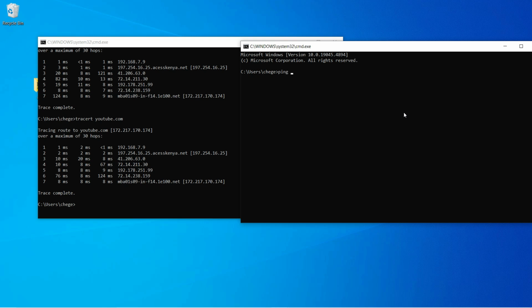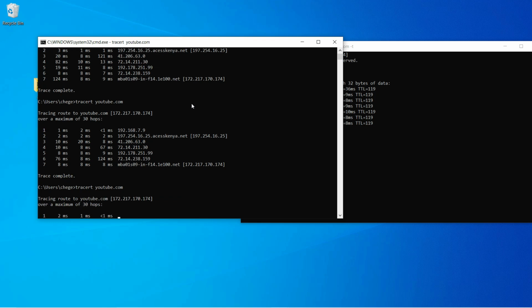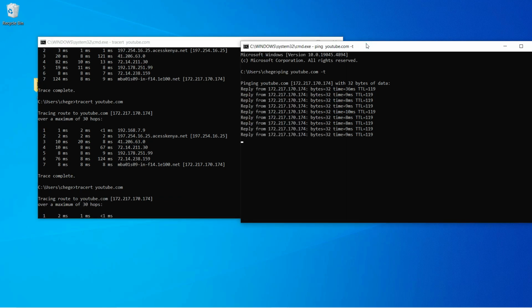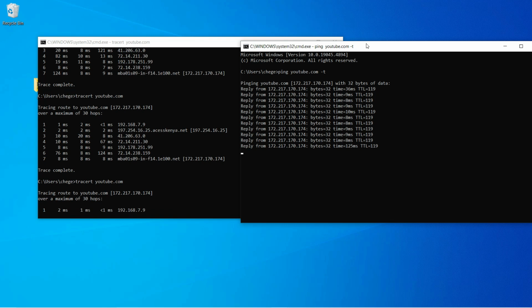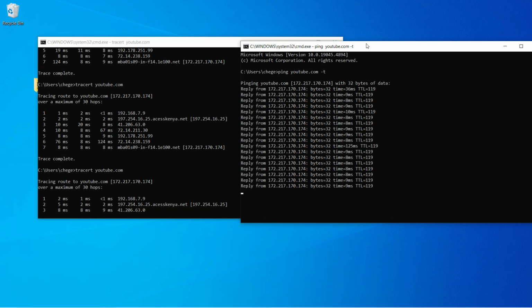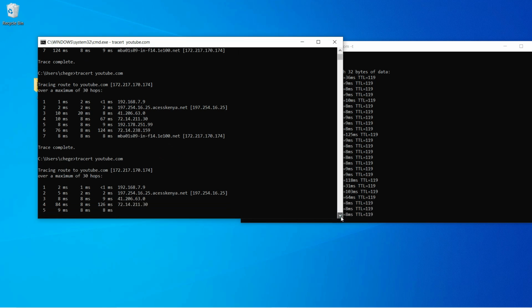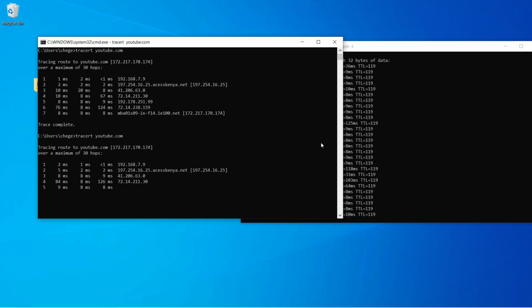Let's try ping youtube.com. Then we run a continuous ping. As that runs, you can also run Tracert to YouTube on this other one, and you can even compare the response time. From ping, it tells you you're able to connect to YouTube and the response time. From Tracert, it tells you the route your packet takes to reach YouTube and whether there is any bottleneck.